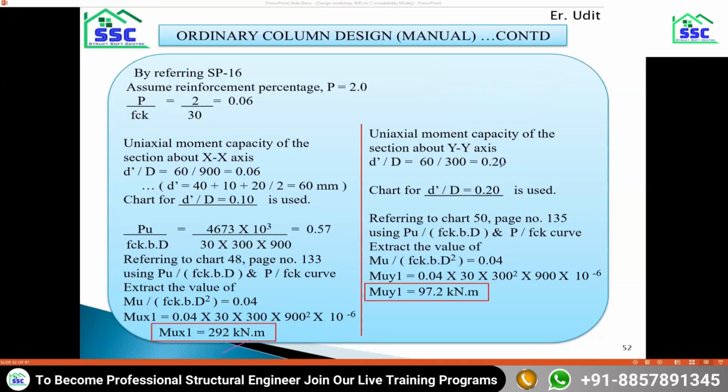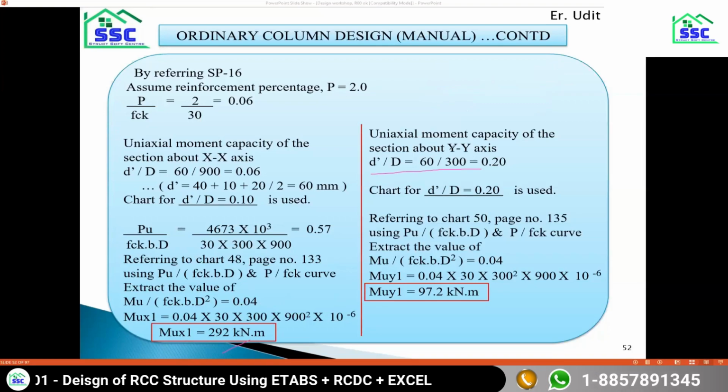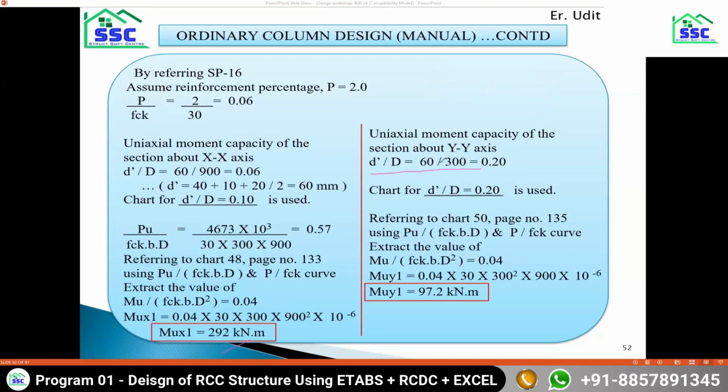Okay. And similarly, if you perform the calculation for the other axis, that is the minor axis of the column, your value for D dash by D will change, obviously, because this denominator will change. Here it was 900, here it will be 300. This we have to do because we are performing calculation for a column subjected to biaxial bending. The column has got bending moment along the major axis as well as along the minor axis. So we have to find out capacities along the major axis as well as along the minor axis. So for finding out the capacity along the minor axis, we have to use this value 300.